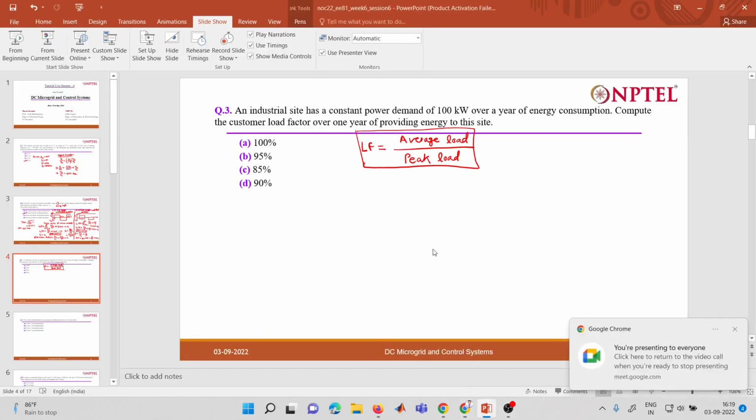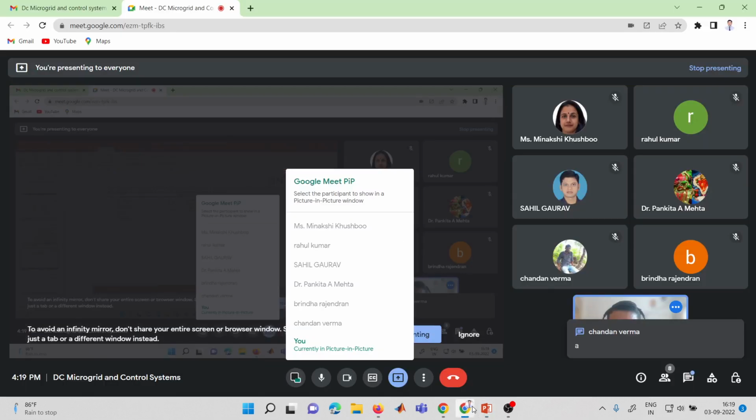Here the average and peak demand are the same, because it is written that it is a constant power demand of 100 kilowatt over a year. So the average demand and peak demand will be the same. So what will be the answer for this question? Chandan Verma just replied A.